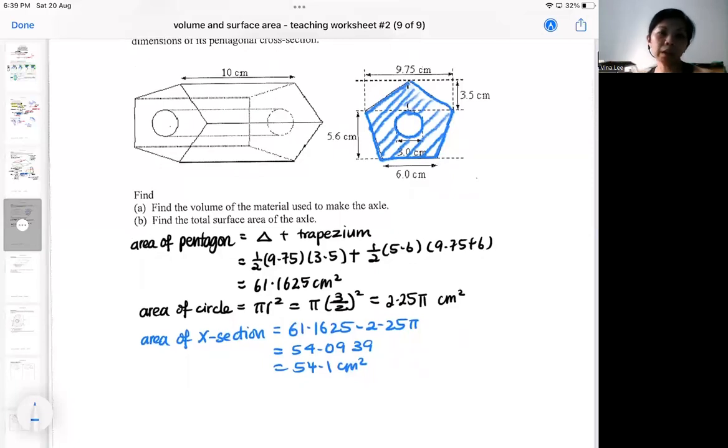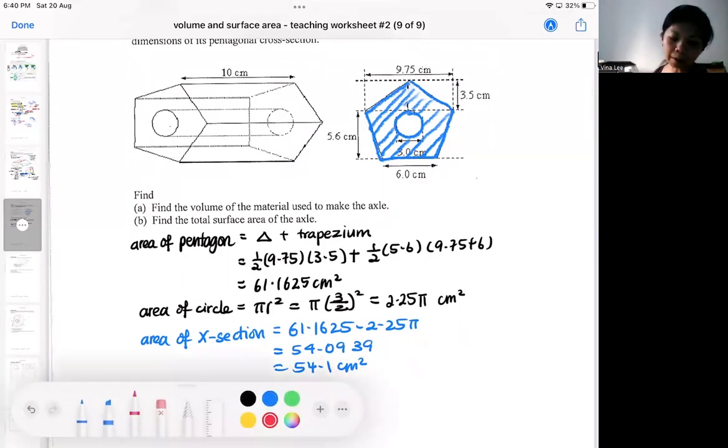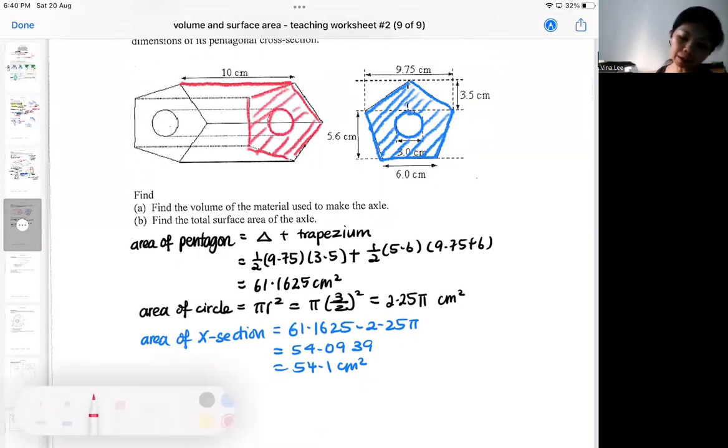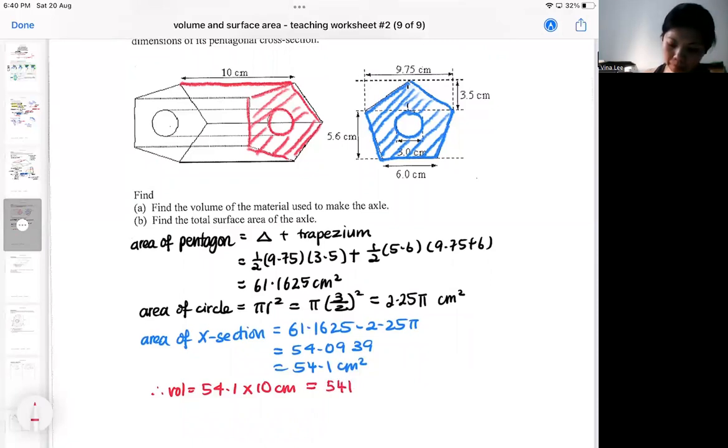So that means that every time you slice, this kind of thing will come out. Okay, so then you got to multiply by the length. So this one is the cross section. Then you multiply by the length. So that's how I get my volume. So that is the volume.